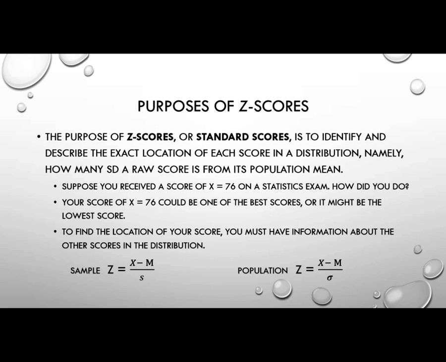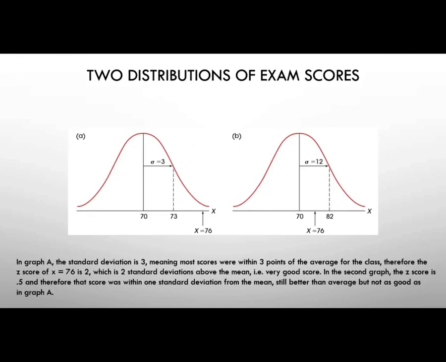So we have here a sample and a population. We're interested in the sample. So the z-score is equal to your actual score minus the mean for the class divided by the standard deviation. So here we see two distributions for exam scores. In the first one, in graph A, the standard deviation is 3, meaning most scores were within 3 points of the average for the class.